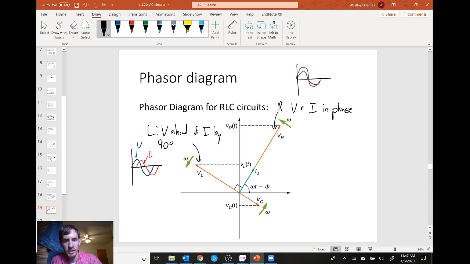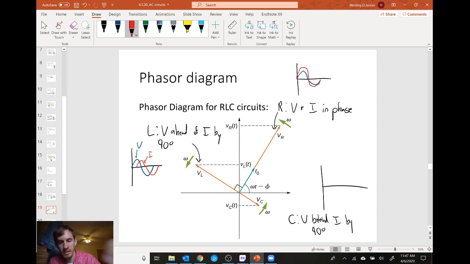And the very last one, capacitors: voltage behind current by 90 degrees. So if we draw the graph for that, now our current is the one that starts there. And so we get voltage and current. And if we look at our nice graph, we see that the voltage for the capacitor is 90 degrees behind. So yeah, this is a vector representation.